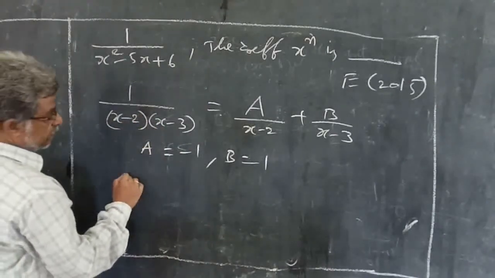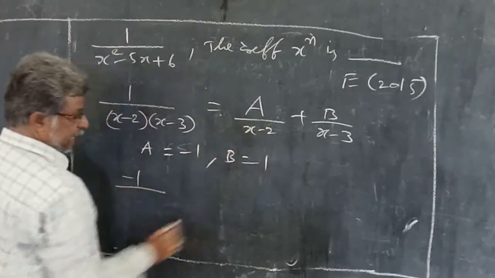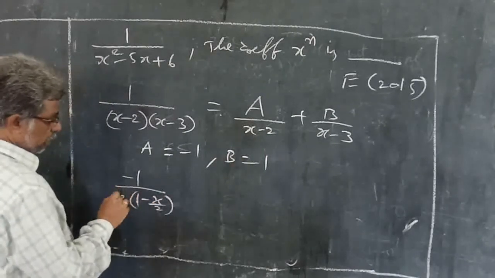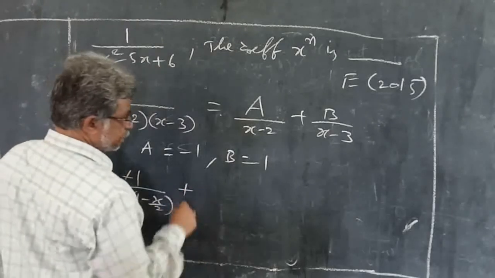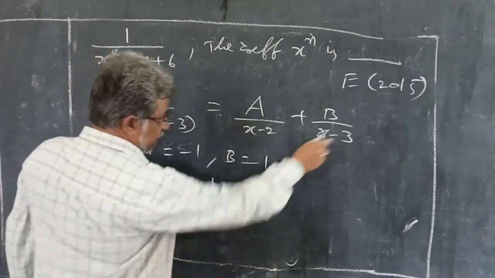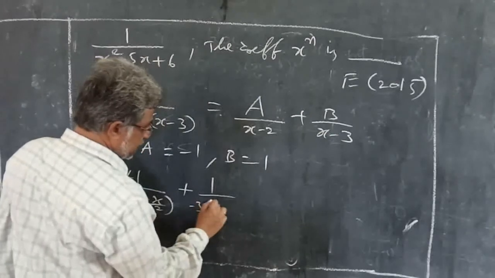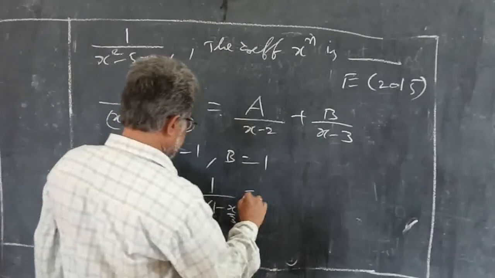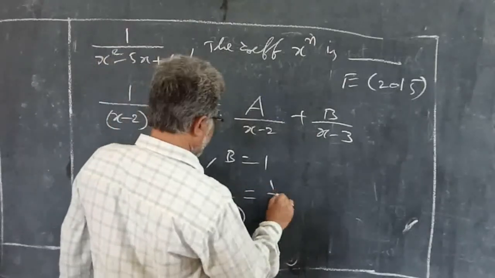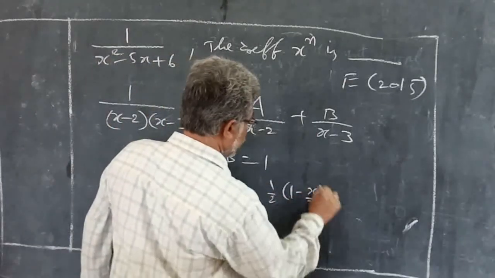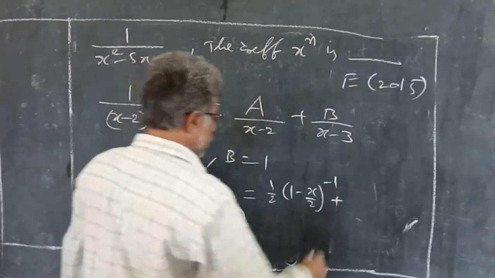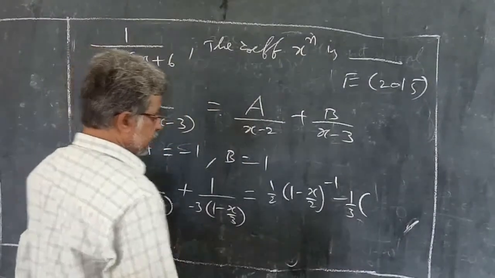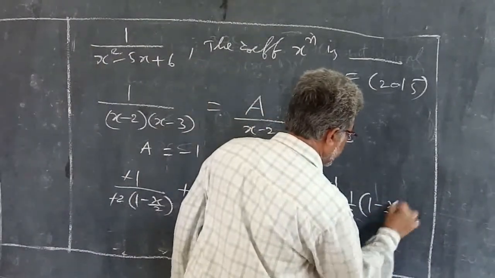Now the equation becomes minus 1 by x minus 2. If I take minus 2 common, it becomes 1 minus x by 2, and minus minus cancel. Plus b is 1, 1 by x minus 3. If I take minus 3 common, this is 1 minus x by 3. So now the expansion becomes 1 by 2 into 1 minus x by 2 whole power minus 1 plus minus 1 by 3 into 1 minus x by 3 whole power minus 1.